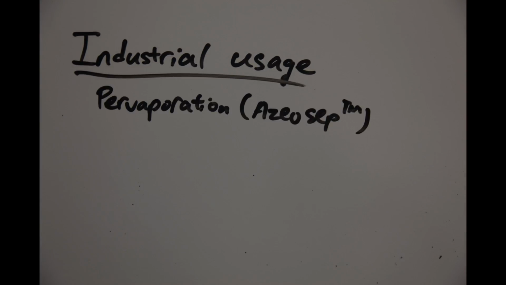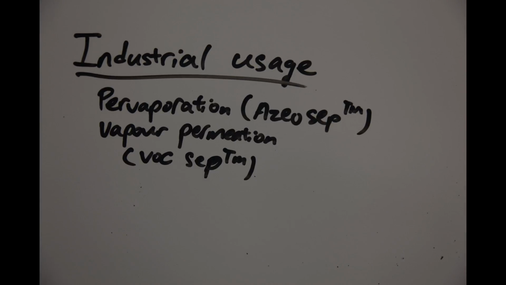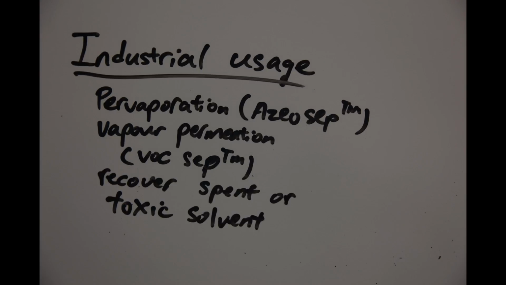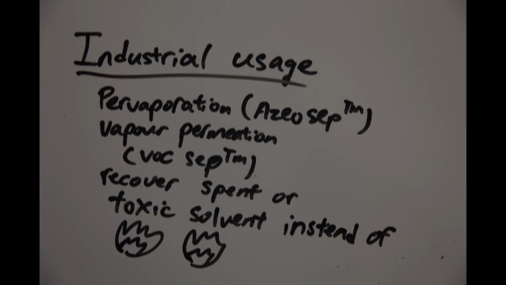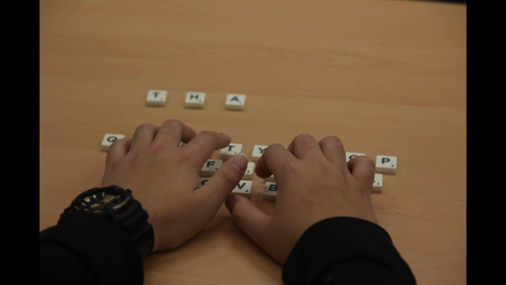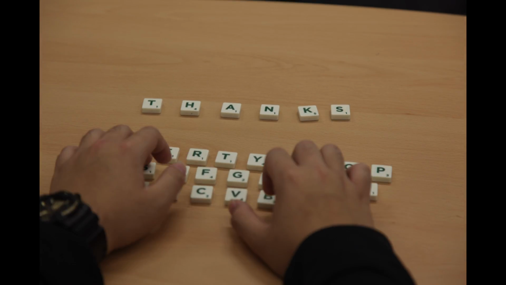Pervaporation and vapor permeation are clean technologies used to recover spent or toxic solvents, which are reused instead of being incinerated as hazardous waste. With that, I hope that all of you have learned something new about pervaporation.